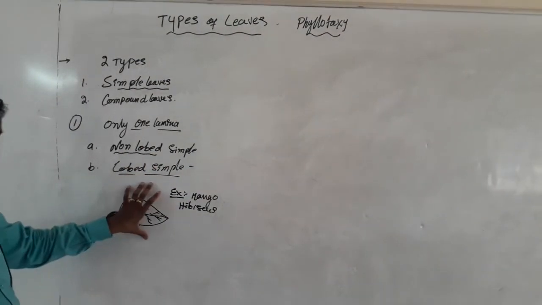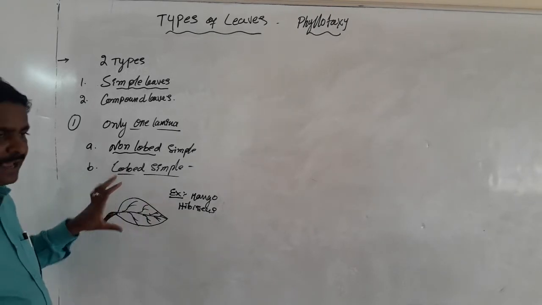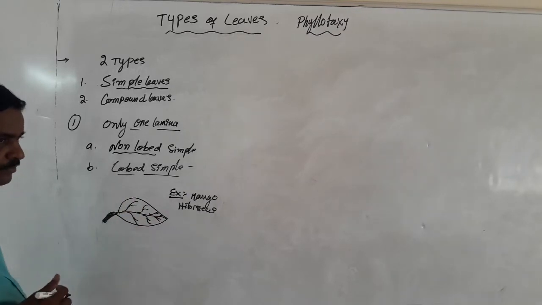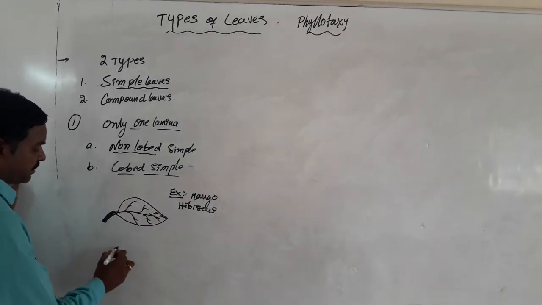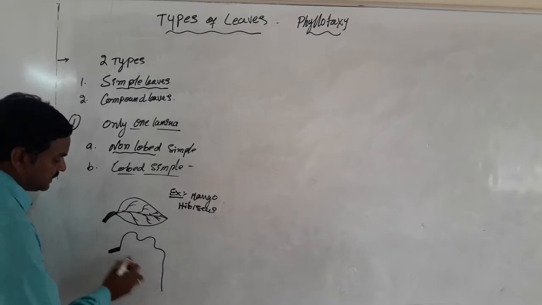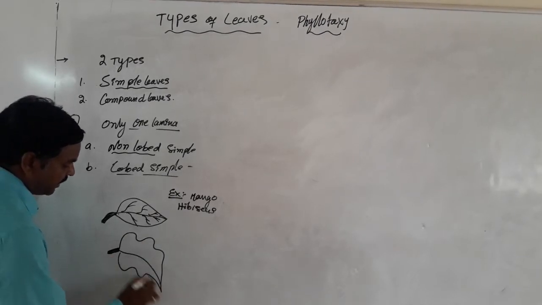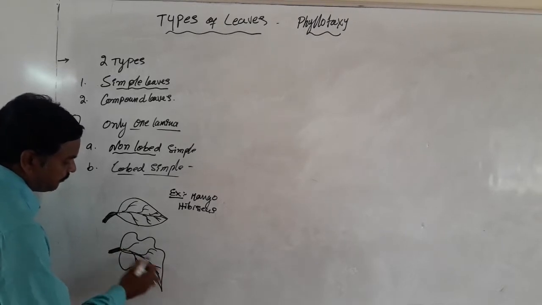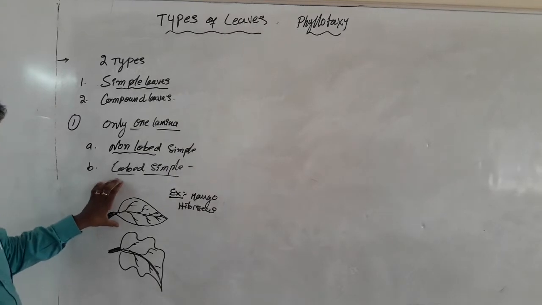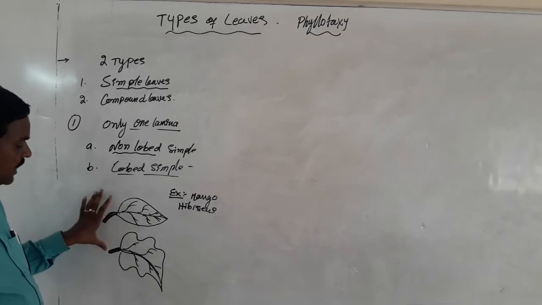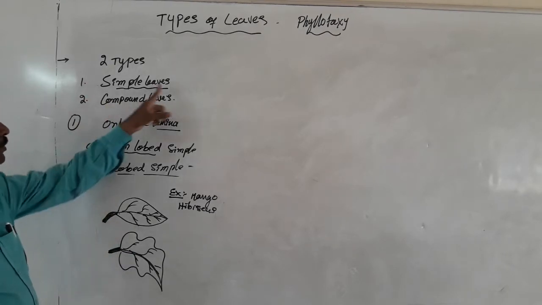But in some members, lobed simple leaves are there. Here also only one lamina is there, but this lamina is incised. Incised means it contains some lobes. Okay, lobed simple leaf. For example, this is a leaf petiole, the stalk of the leaf, and this is a leaf lamina. So in this leaf only one lamina is there, and here also only one lamina is there. Both contain only one lamina, so they are simple leaves.